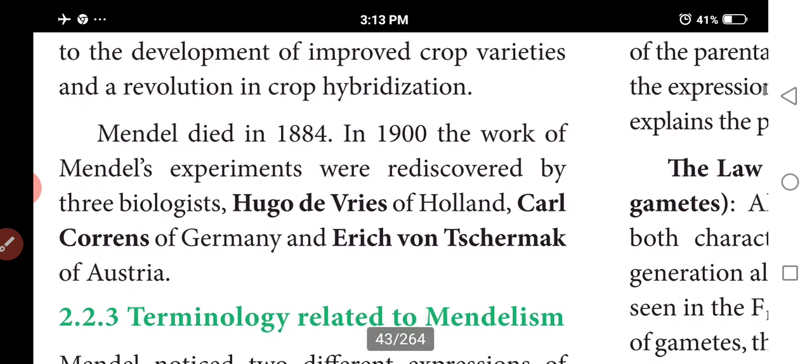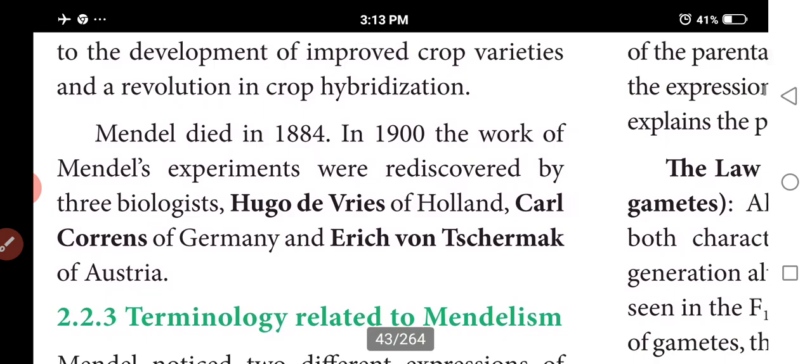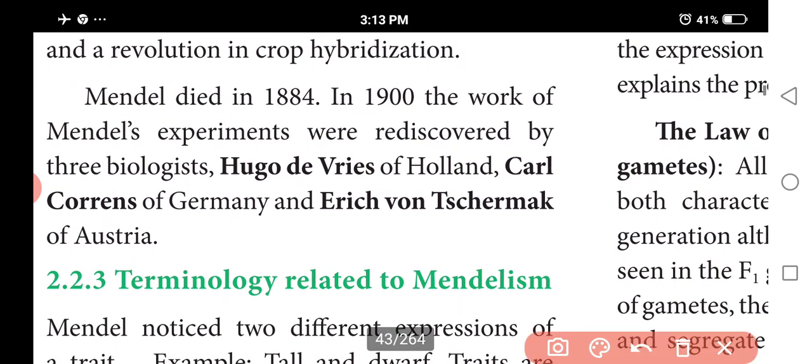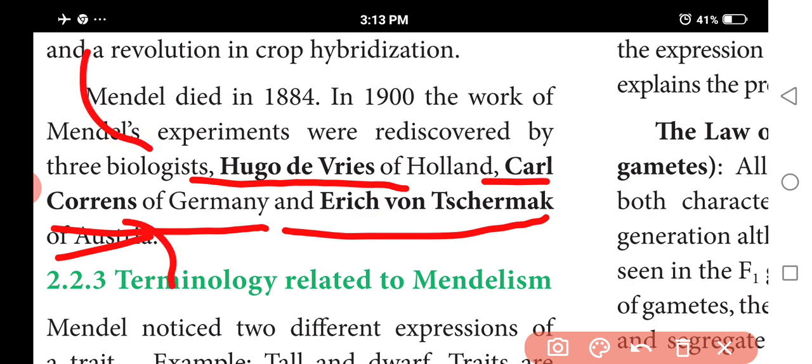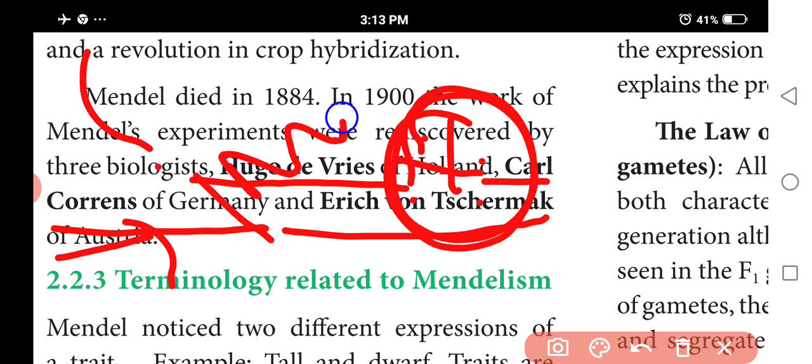Mendel died in 1884. In 1900, the work of Mendel's experiments was rediscovered by Hugo de Vries from Holland, Carl Correns from Germany, and Erich von Tschermak from Austria. It is a very important question.